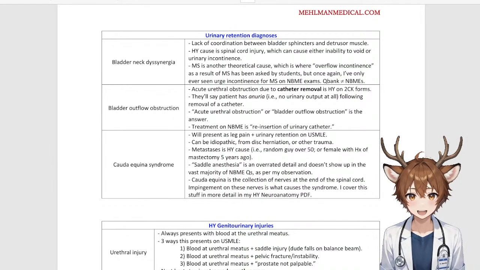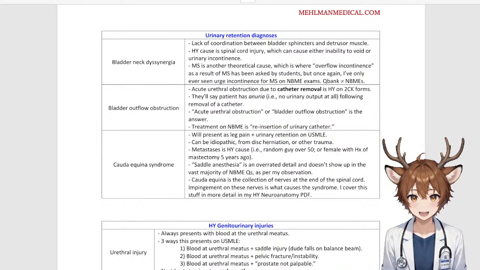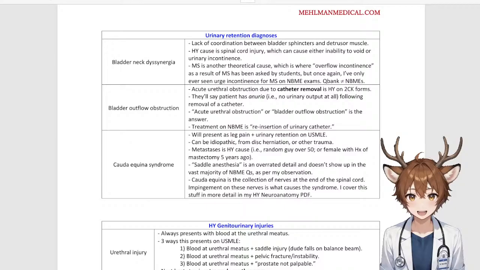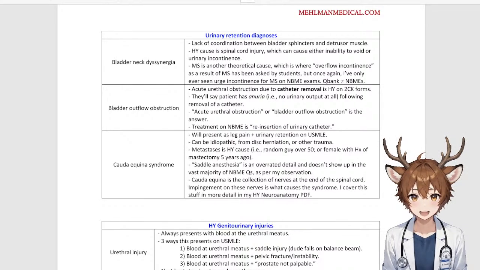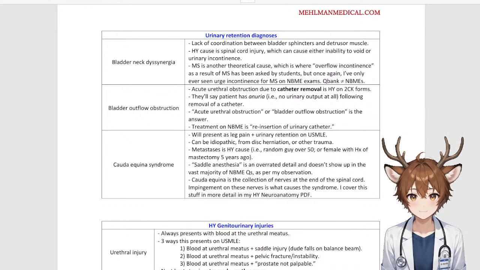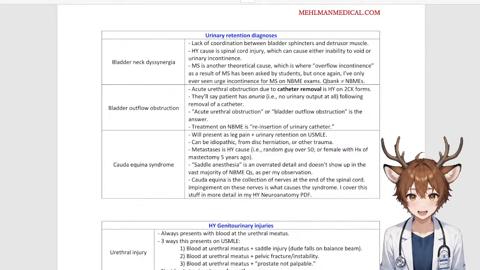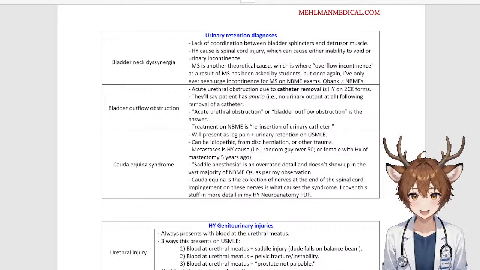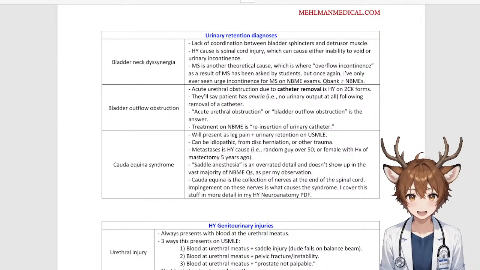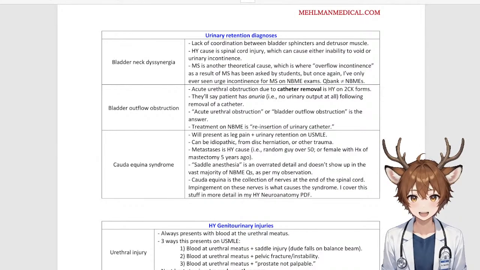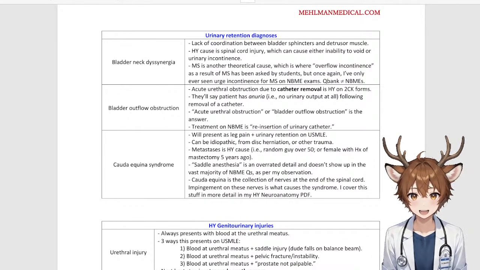Bladder outflow obstruction. Acute urethral obstruction due to catheter removal is high yield on Step 2 CK forms. They'll say the patient has anuria, that is to say no urinary output at all, following removal of a catheter. Acute urethral obstruction or bladder outflow obstruction is the answer. Treatment for NBME is reinsertion of the urinary catheter.